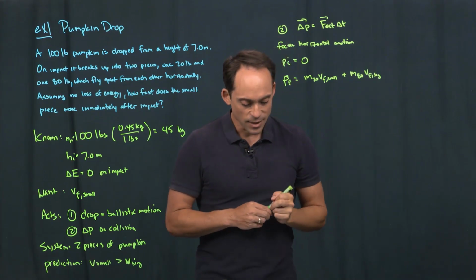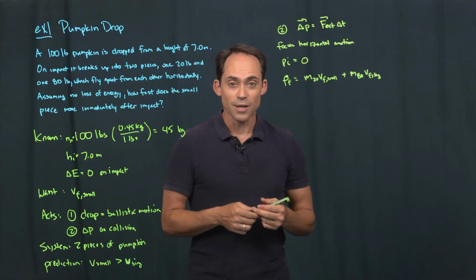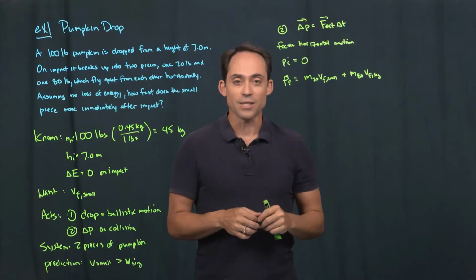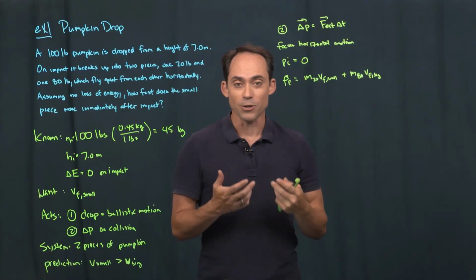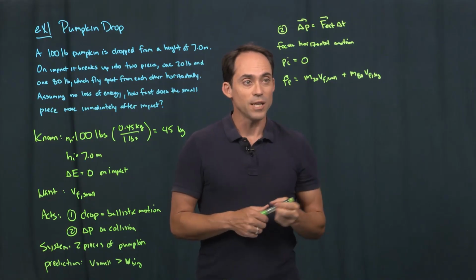Now I've added these together, but if you think about it, these things will probably be acting in opposite directions because they are moving apart. And so we will have to, in the end, make sure we verify that by making sure one of these velocities is going to be a negative number. Now, so that's the final speeds.